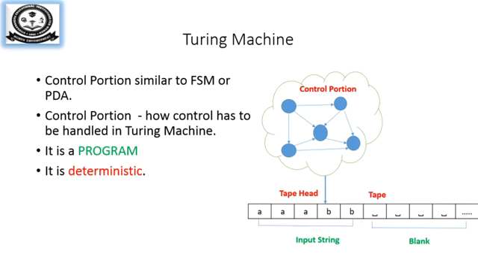The main use of the control portion is that it will tell how control has to be handled in the Turing machine. It runs exactly to the form of our algorithm. So if you are given a problem and you have found a solution using an algorithm, the steps that are to be carried out will be taken care of by the control portion.